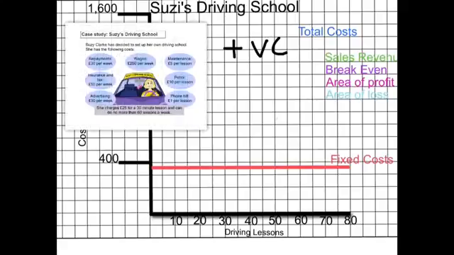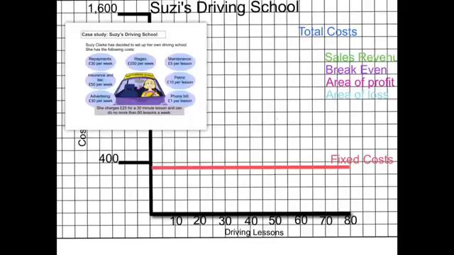We know from the question that Susie, for every driving lesson, has to pay £5 maintenance, £10 petrol, and £1 for a telephone call. That totals £16. Therefore, variable cost for Susie's driving lesson is £16 per lesson. Let's see how we can use those calculations to plot the figures on the graph.